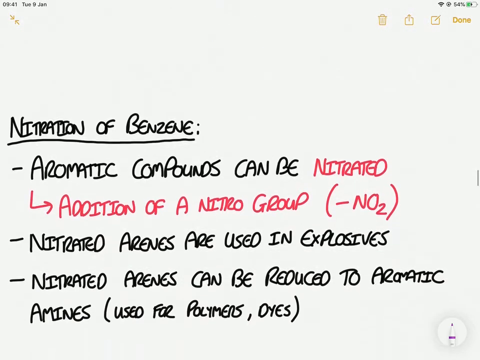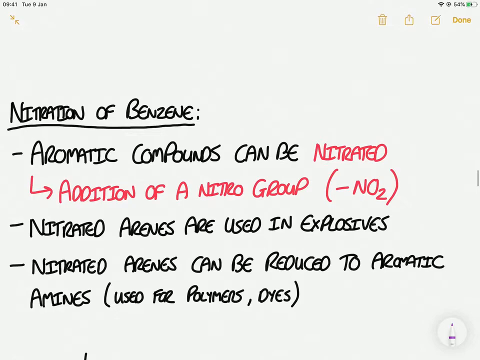Right then, on to it. So here are the facts, right? Nitration of benzene. You can nitrate arenes, if we're saying that nitration is a verb. You do that by adding a nitro group. This is the first and only time you'll see the nitro group in A-level chemistry. You never see it anywhere else really, but it looks like nitrogen and 2 oxygens, NO2.